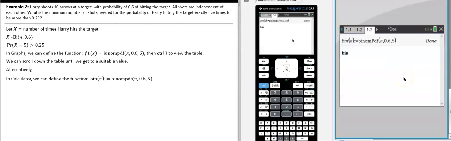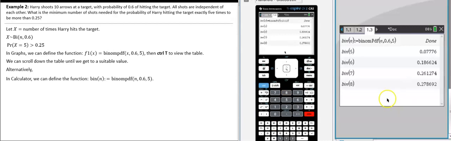Then I can just type bin 5. No, that's too small a probability. Let's see what happens for 6. That's still too small. See what happens for 7. That's greater than 0.25, so 7 is the minimum number of shots. And I could carry on finding the probabilities for this.